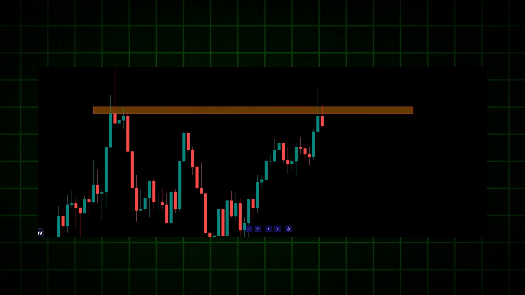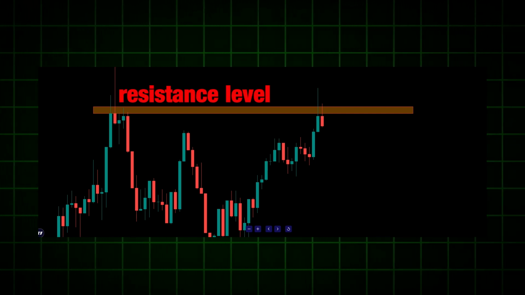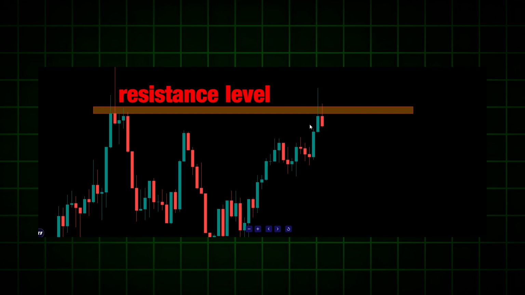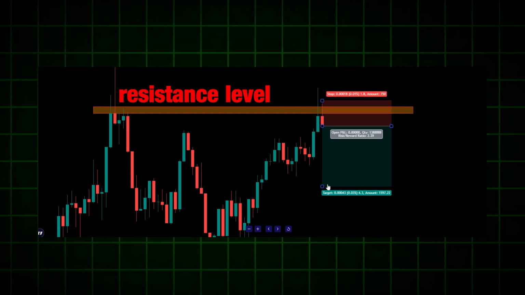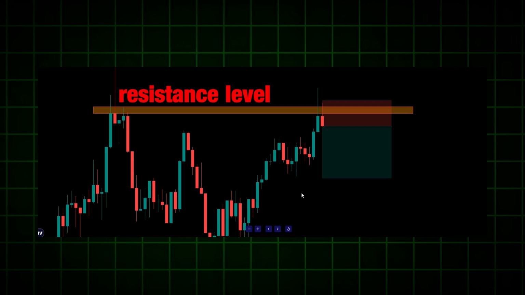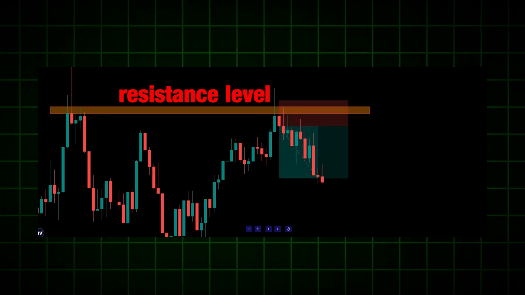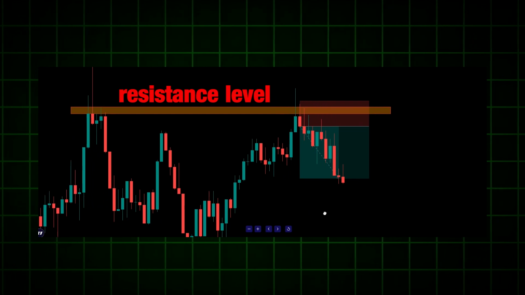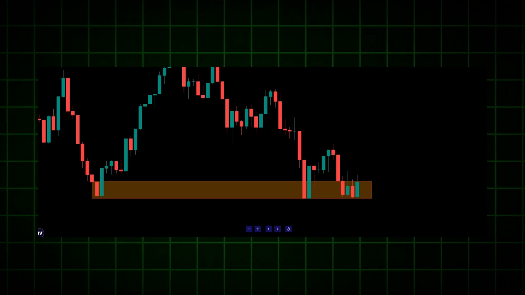For example, let's consider a strong resistance level. Now, at this level, a bearish pin bar forms. The combination of this pattern and the resistance level creates strong selling pressure. This is where you should look for candlestick patterns and combine them with significant support or resistance levels to achieve the best results. A few more examples.